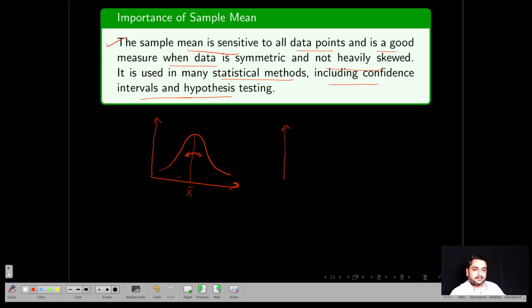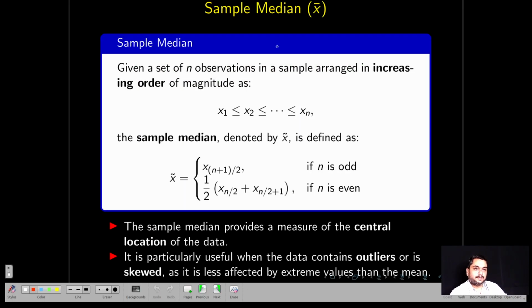If the data is not symmetric, it can be skewed. Skewed means something like this. Central tendency is here, but the variability is very high. The spread is very high on one side, and on the other side it is less. So this is not symmetric, right? You should not apply the mean if the variability is very high. In that case you can go for the sample median.